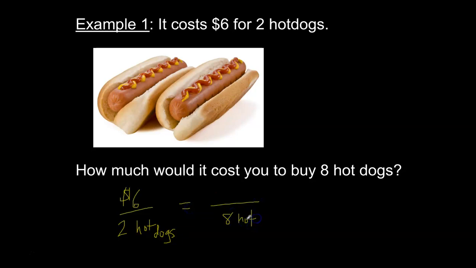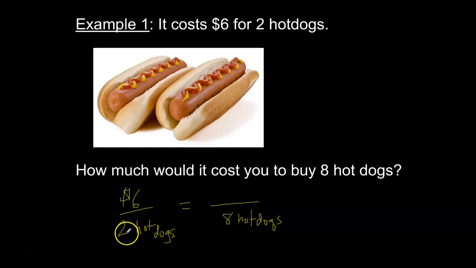You'll notice that I needed to put hot dogs across from hot dogs, and then it's going to be cost across from cost. And what I'm going to do is use proportional reasoning to solve this problem. So remember, a proportion is when you have two equivalent fractions. The ratio is going to stay the same. If $6 gets you 2 hot dogs, then we should be able to figure out how much money gets us 8 hot dogs because the ratio will remain the same. So we're creating an equivalent fraction. We can do this by either scaling up or scaling down.